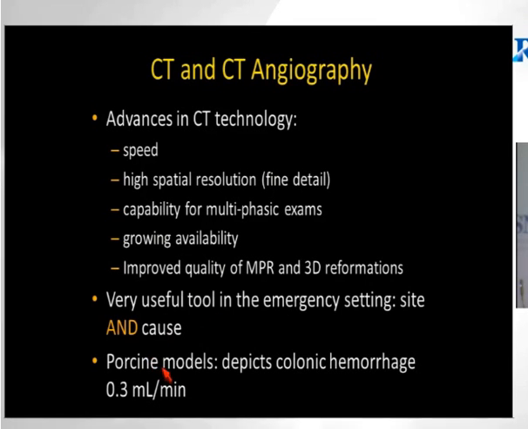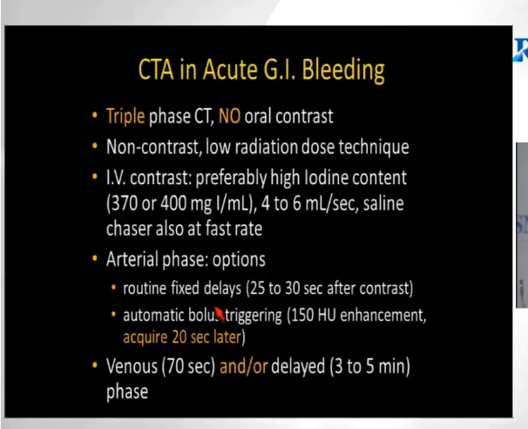Another important point is that it has been shown in vitro that the sensitivity for detecting bleeds is actually higher than catheter angiography unless it's done supraselectively, and it's about twice as sensitive as catheter angiography, which is really not surprising considering the very high spatial resolution that we can now achieve with CT.